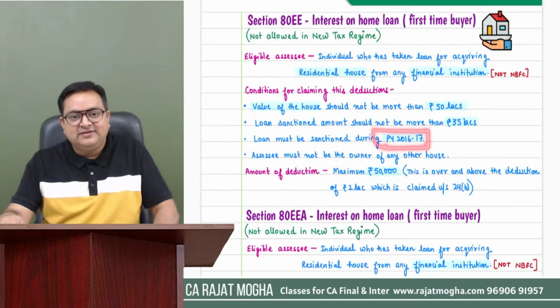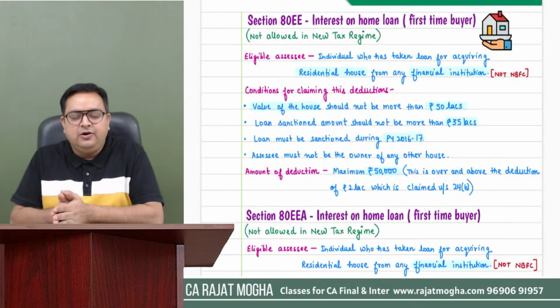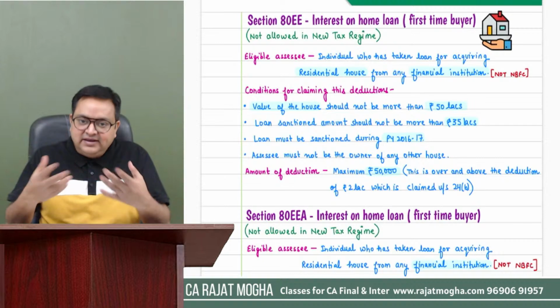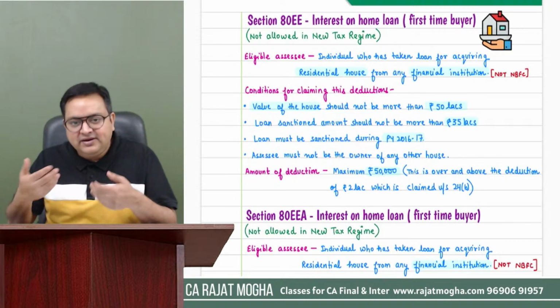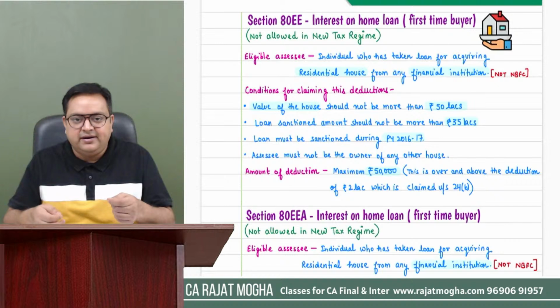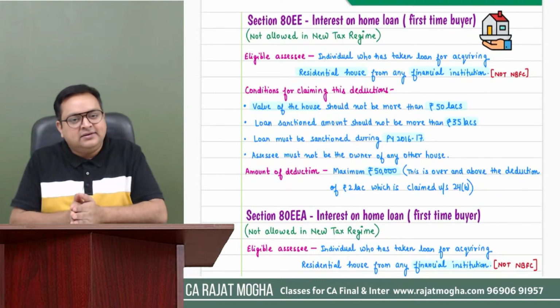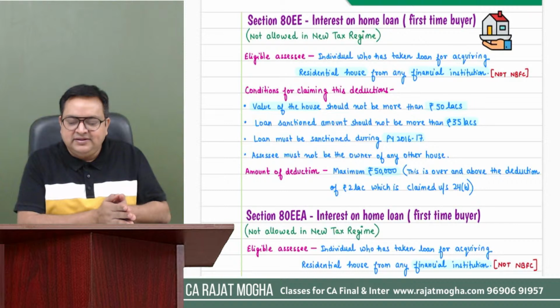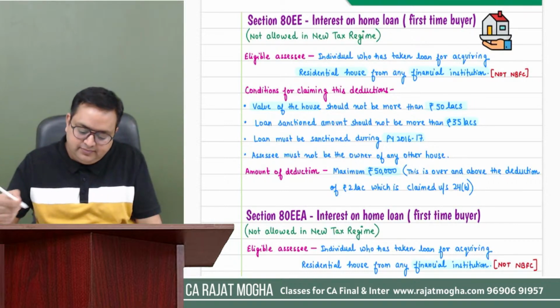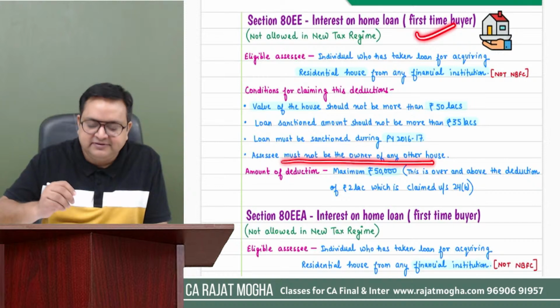So if loan was sanctioned in 16-17, it might happen that some person might have taken a loan in this particular year, and still in this previous year 23-24, he's paying EMI. So whatever the interest which he's paying, they can claim deduction over here. But this is over and above 2 lakh, right? Because up to 2 lakh, that person can claim deduction under 24B. This is over and above that. So assessee must not be the owner of any other house. It means that person is a first time buyer.